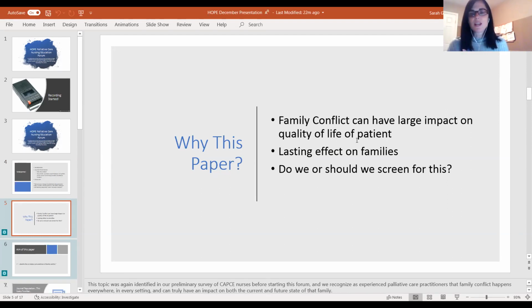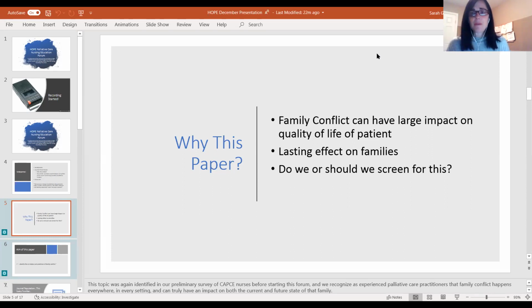And even when you say conflict, what does that mean? It can have so many different impacts. That conflict can have a lasting effect on families. If it's happening as somebody passes away, that person dies, the conflict may still be there. So that impact may not go away.